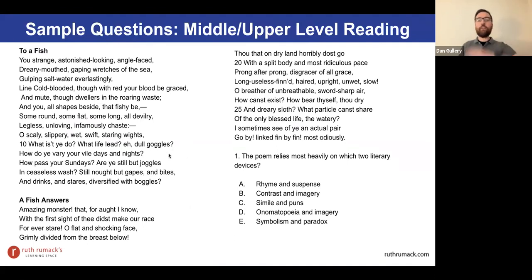Okay, so I won't read this whole poem to you, but this is an example of a poem from a practice test that we work with, where it's a conversation between a man and a fish. And what's happening here?